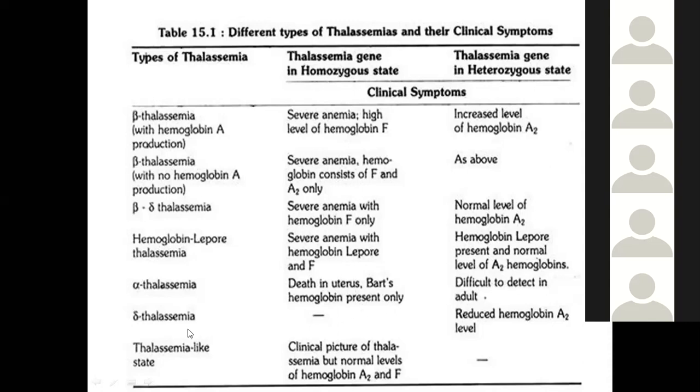Okay. Now delta thalassemia, homozygous is not there, but in heterozygous it is reduced hemoglobin A2 level. Thalassemia-like state, the clinical picture of thalassemia, but normal levels of hemoglobin A2 and F.